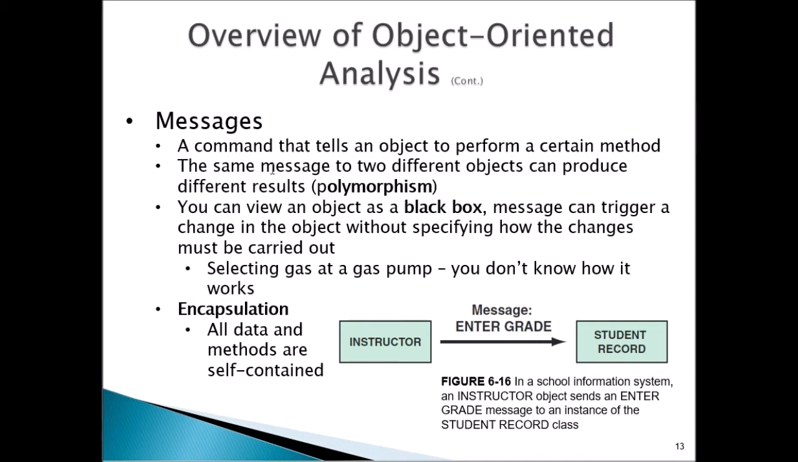Messages are the command that tell an object to perform a certain method. The same message to two different objects can produce different results. This is known as polymorphism. So you can view an object as a black box. A message can trigger a change in an object without specifying how the changes must be carried out.